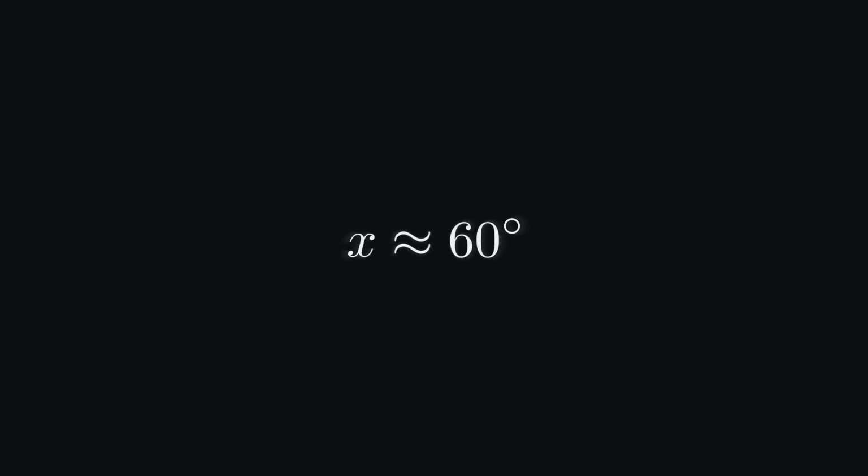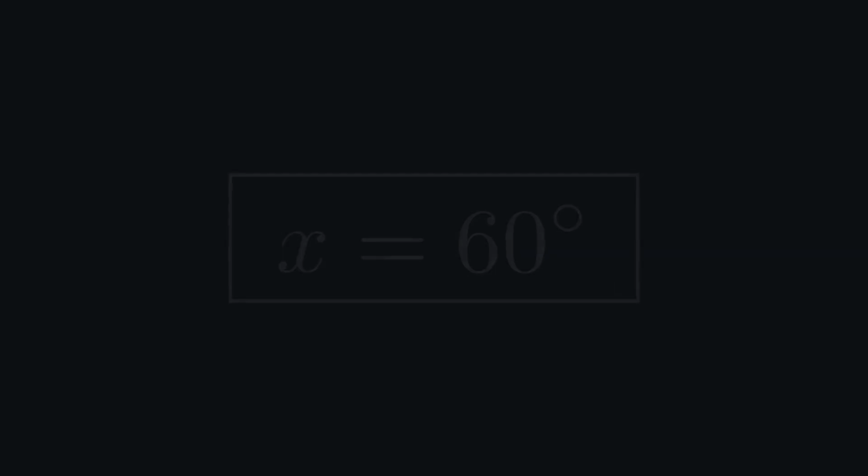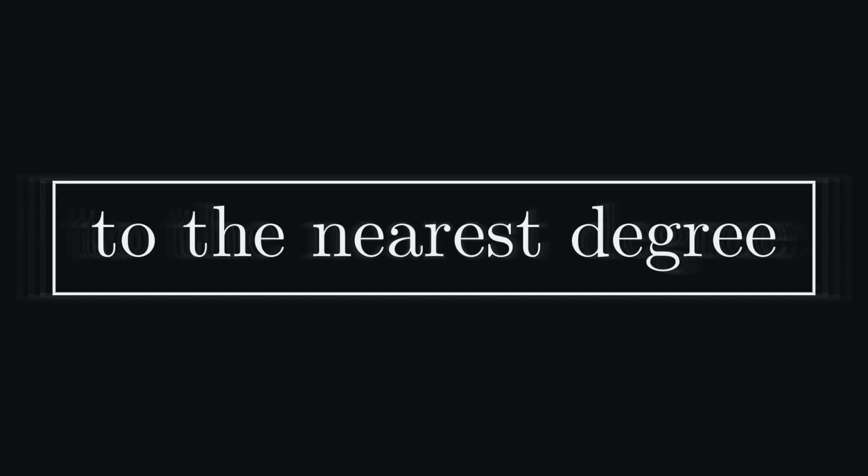To find the angle x, we use inverse sine. This means we are asking, what angle has sine equal to 0.866? Using inverse sine, x is approximately 60 degrees. Therefore, correct to the nearest degree, x equals 60 degrees. This framed result is the final answer for the question.